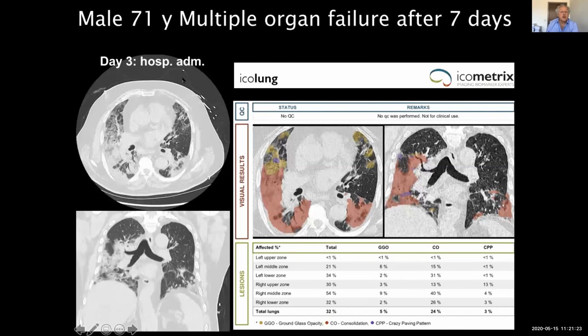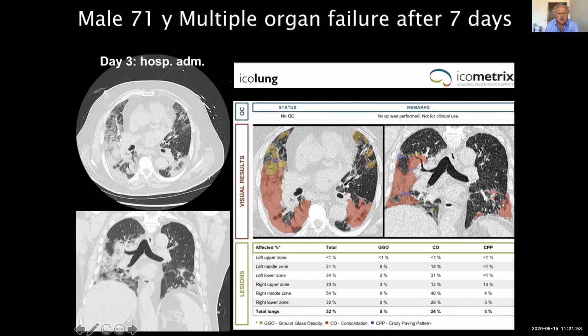And then another patient, 71 years old, admitted to the hospital 3 days after onset of the symptoms of the disease. And you see a really high burden of the disease, a lot of consolidation, some crazy paving, and maybe still a little bit of ground glass. And when you look at the calculation from the AI system, it shows 32% of the lungs is involved. And the main problem is the consolidation.